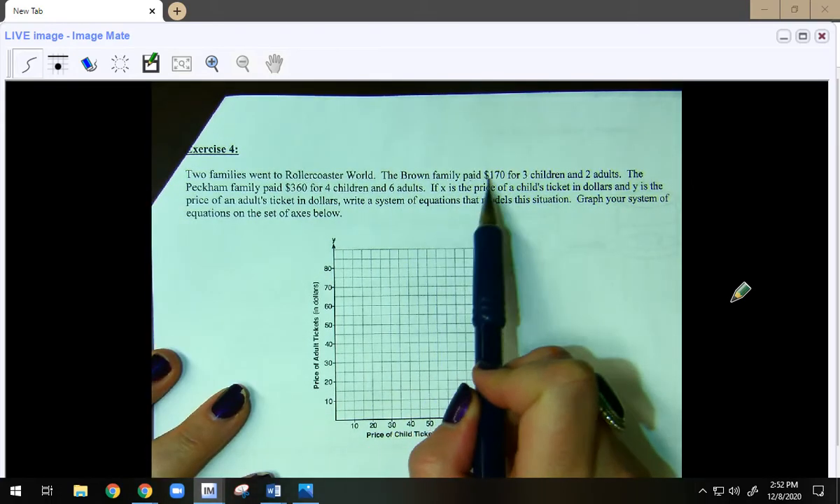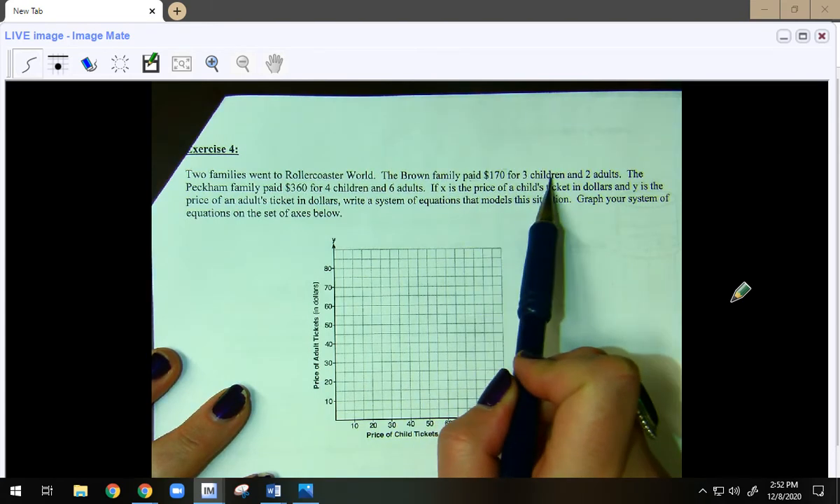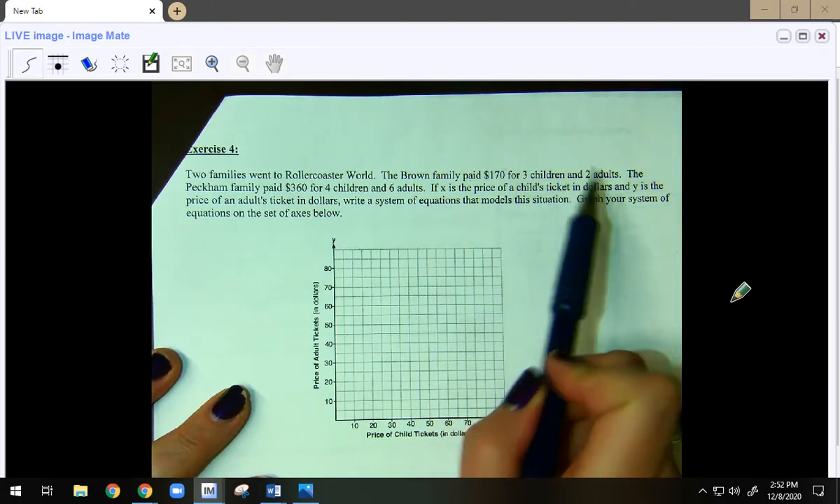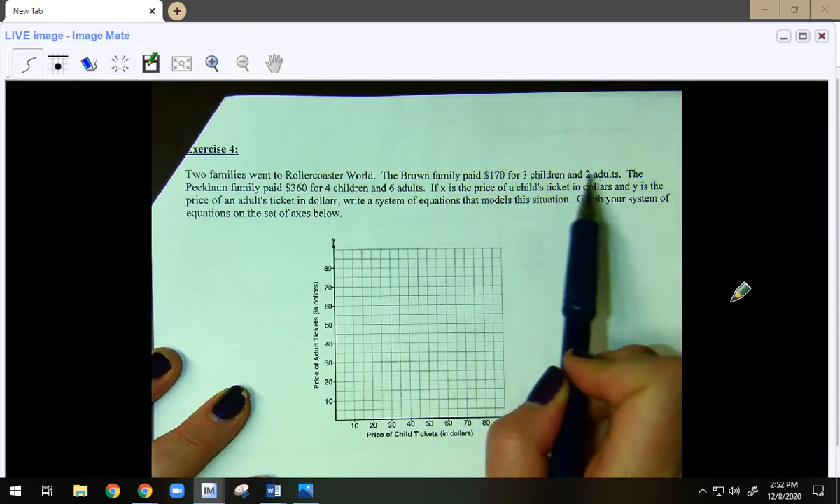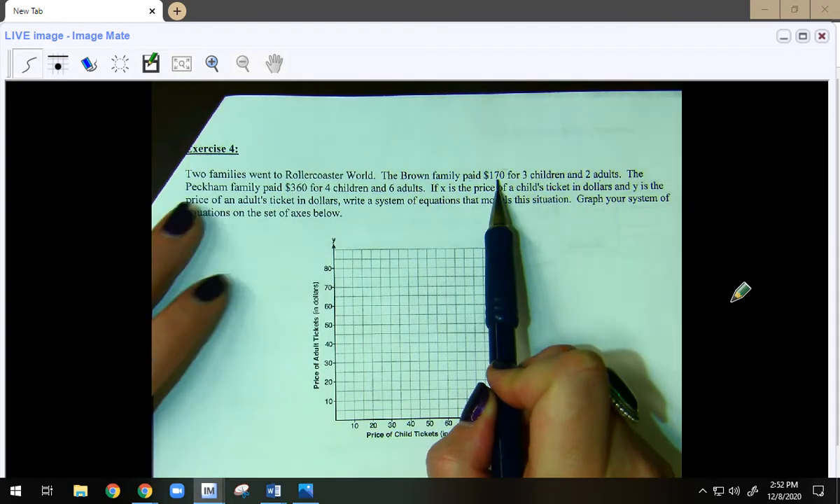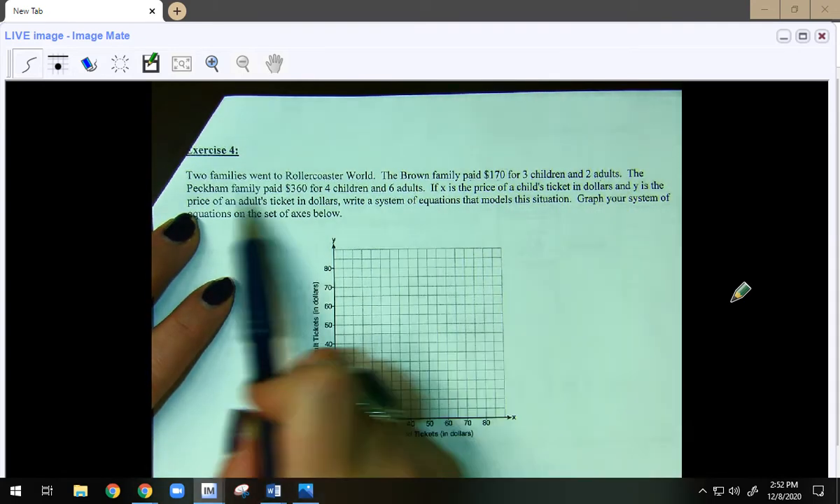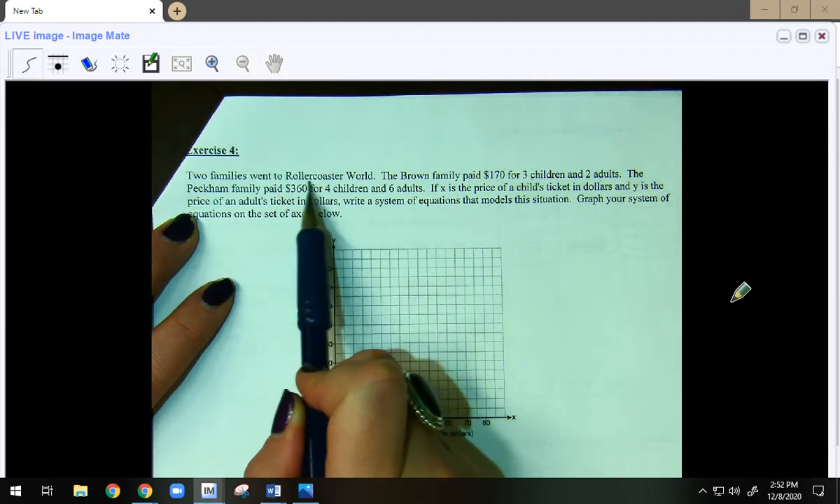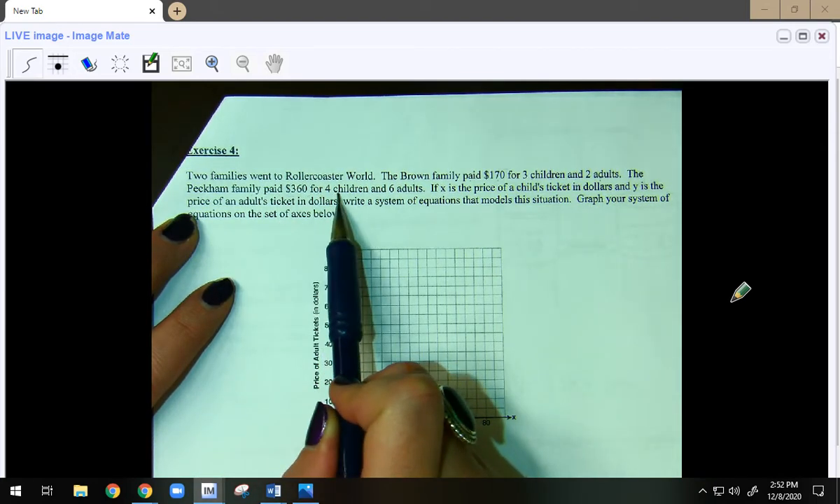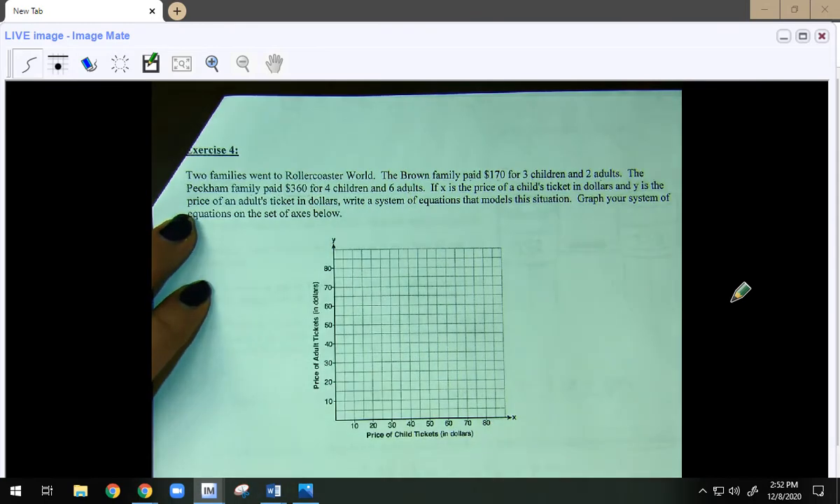We have the Brown family. What they paid is $170 for 3 children and 2 adults. So the Brown family brought 3 children, 2 adults, and they paid $170. Then we have the Peckham family, and they paid $360 for 4 children and 6 adults.